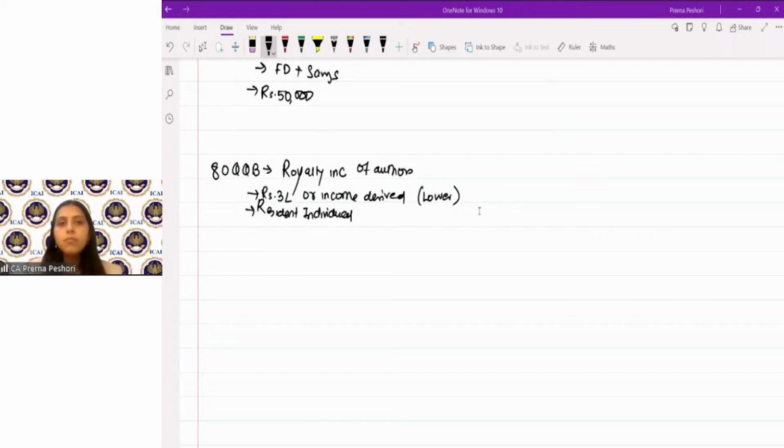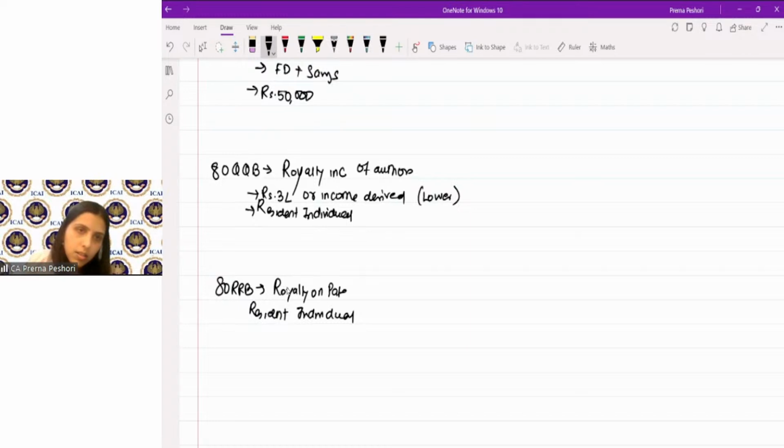Next is 80RRB. This is again allowed to the resident individual, and this is in respect of royalty on patents. Here the deduction allowed is again 3 lakh rupees, or the income, whichever is lower. Are we clear? So these are the two deductions allowed under 80QQB and 80RRB.